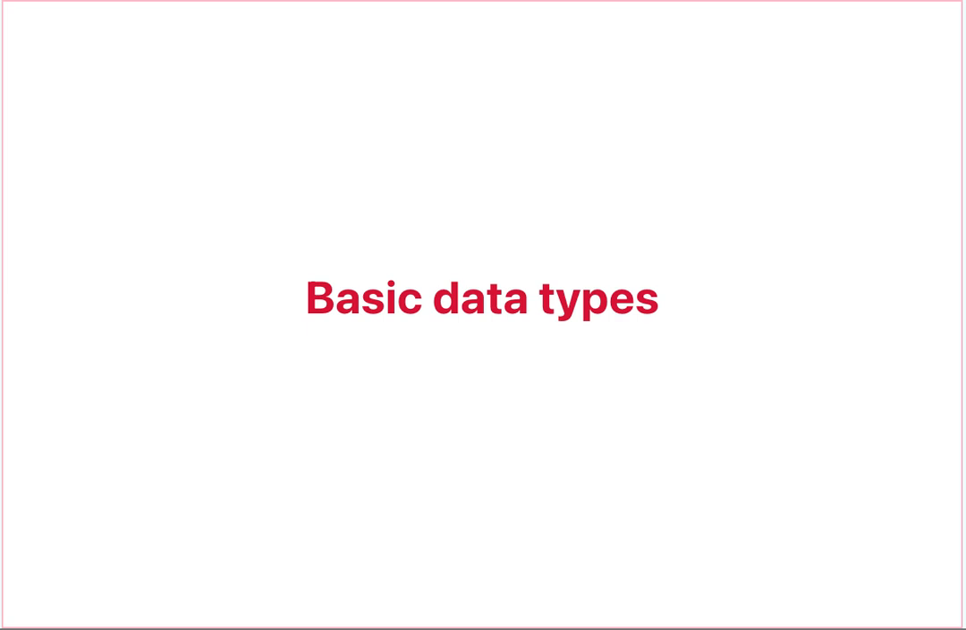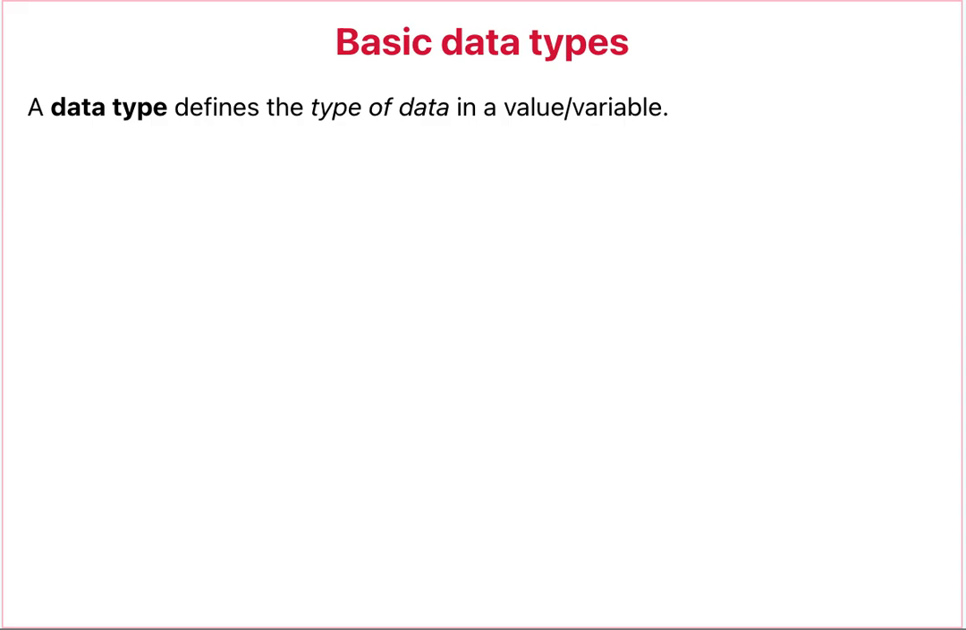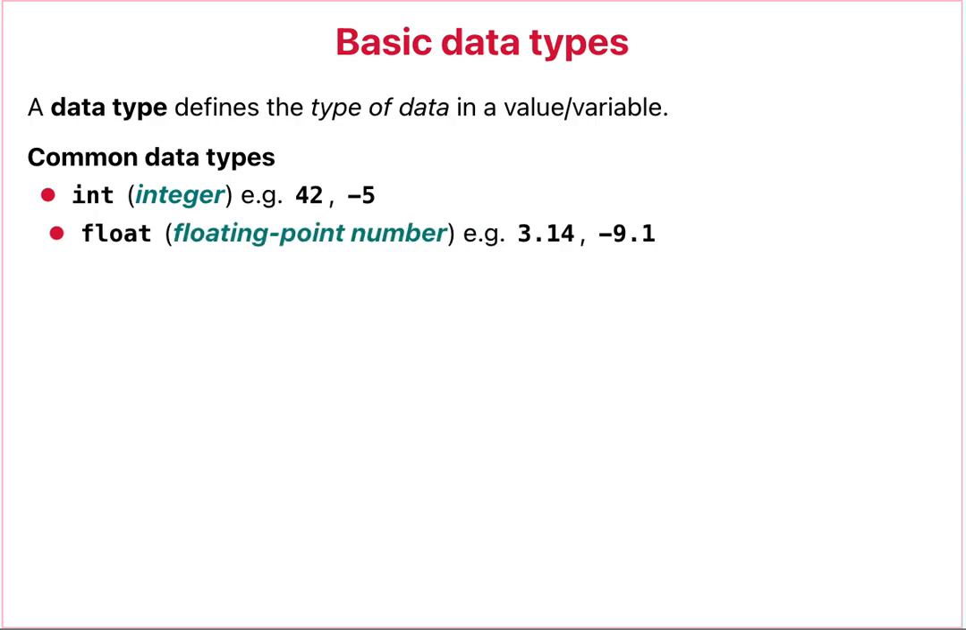Now, let's have a look at some basic data types in Python. A data type defines the type of data that a value or variable can hold. First, we will see some of the most common data types in Python. The int data type in Python represents integers. The float data type represents floating point numbers, which are essentially decimal numbers.